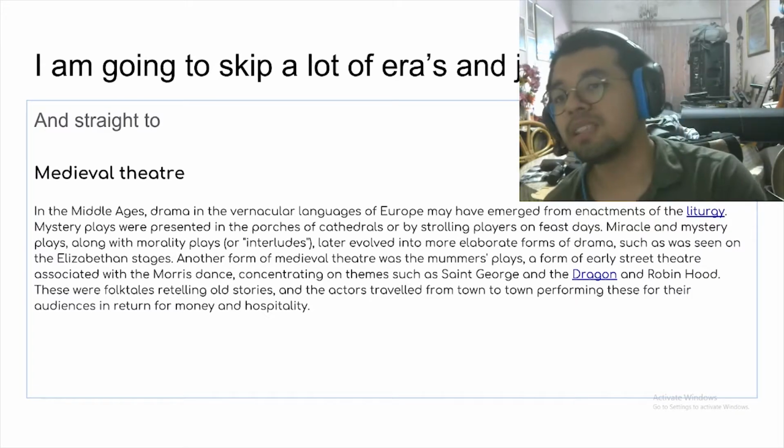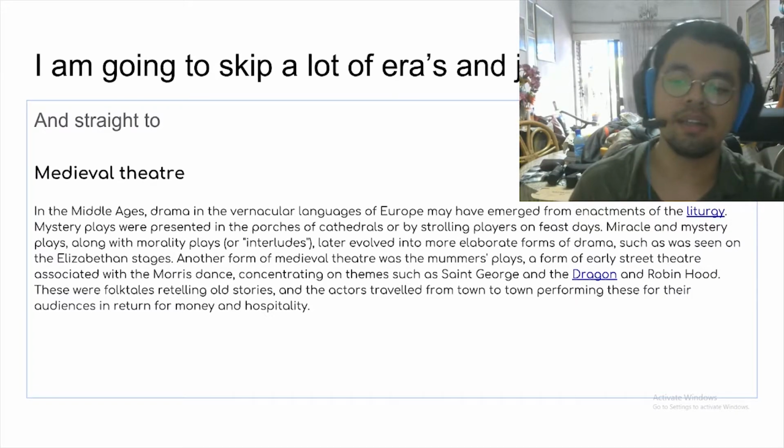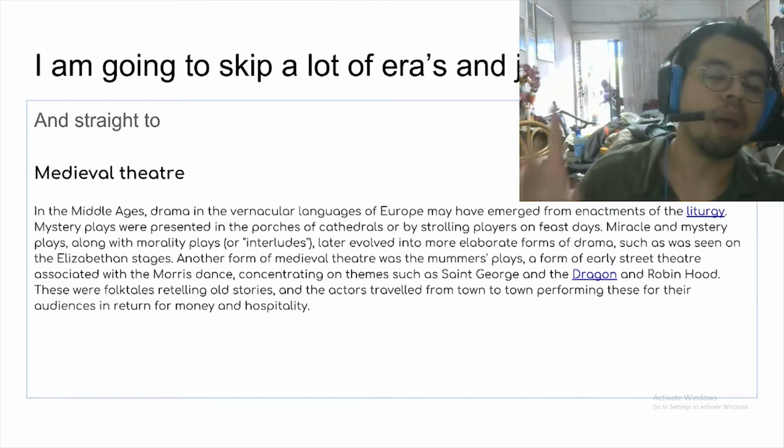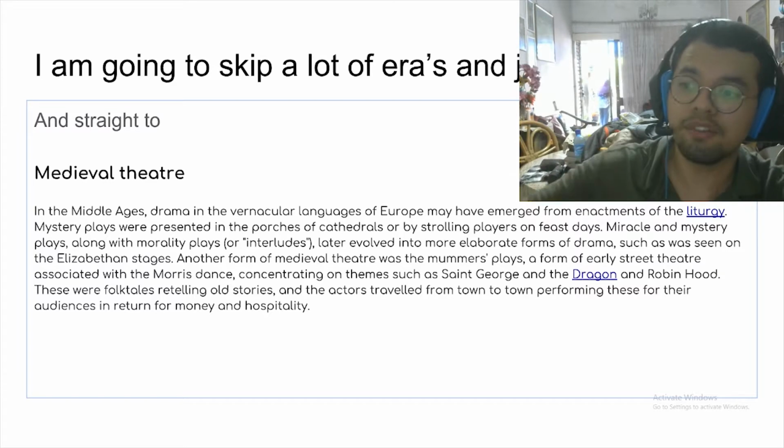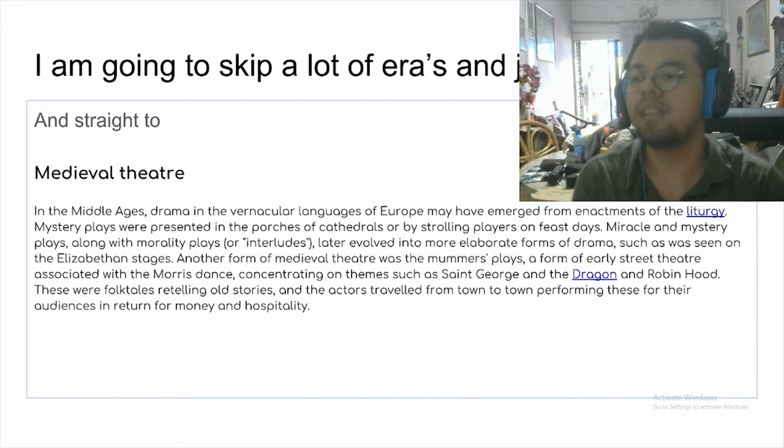Okay, so I'm gonna skip a lot of eras, because between that there are a lot of eras that cover different small evolutions in writing specifically. I'm not gonna bore you with it because again, zero interest in literature, and go straight to medieval theatre.